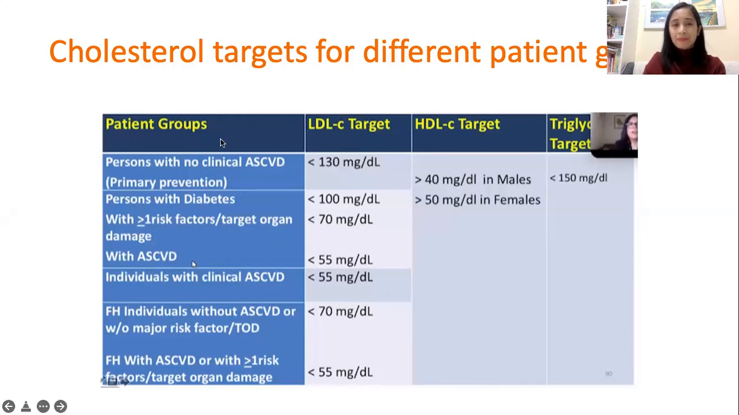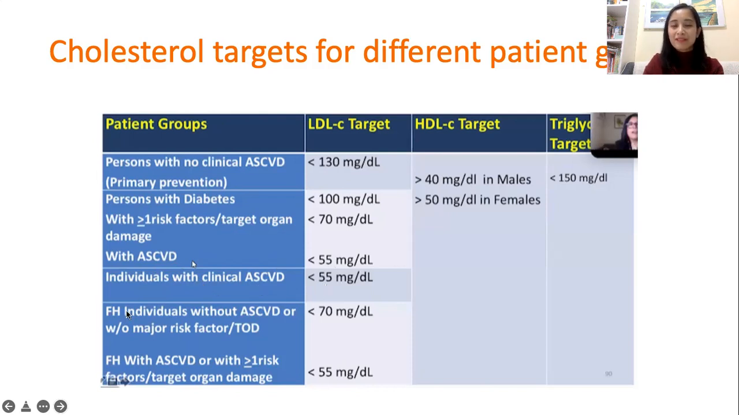So again, remember, if there's only one thing that you should remember from my lecture, it's this slide, okay? And the statin slide, okay? So persons with no clinical ASCVD, want to prevent them from developing a cardiovascular event, you target less than 130. For patients with diabetes, no risk factors, less than 100. Diabetes with risk factors, less than 70. With atherosclerotic cardiovascular disease, lower, less than 55. Individuals with clinical ASCVD, less than 55.